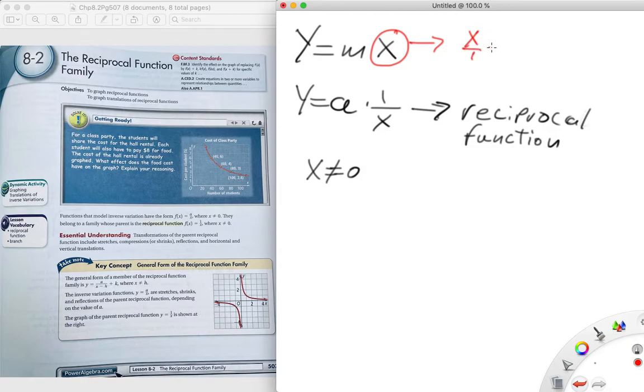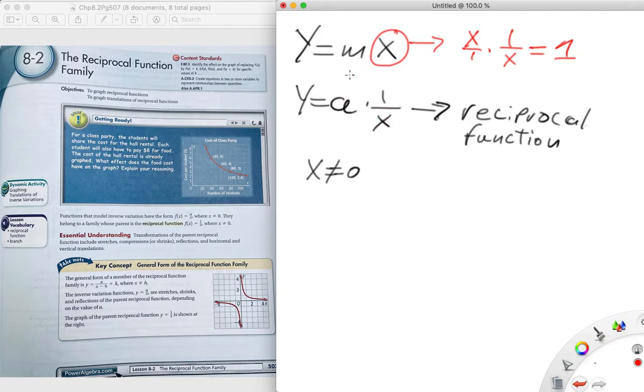It's where you switch roles. Whatever is in the denominator is in the numerator, whatever is in the numerator is in the denominator, and when you multiply it, you get the number one. And we have reciprocal functions. So the reciprocal of a linear function is this: y equals a times 1 over x.